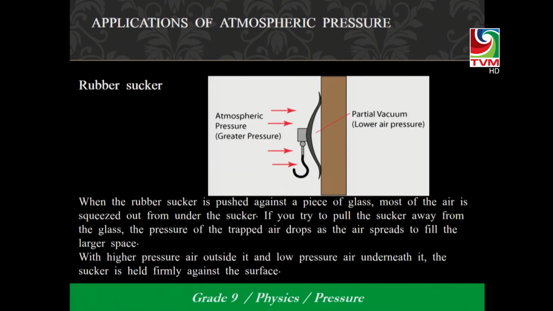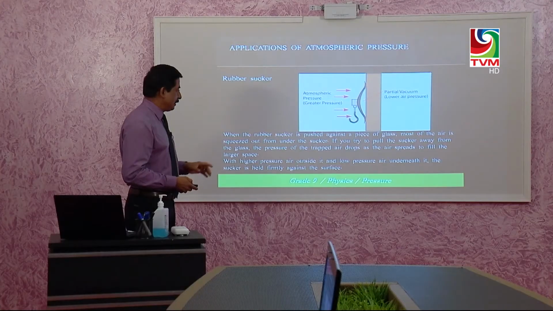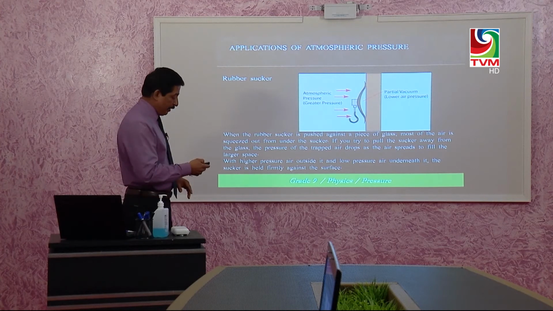Then a rubber sucker. When a rubber sucker is pushed against a piece of glass, most of the air is squeezed out from under the sucker. So, when you press it against the wall, the air inside will come out, so the pressure inside decreases. And then if you try to pull the sucker away from the glass, the pressure of the trapped air drops as the air spreads to fill the larger space. With high pressure of air outside and low pressure of air inside, due to the pressure difference, it is firmly attached to the surface of the glass. That is one of the applications of atmospheric pressure.